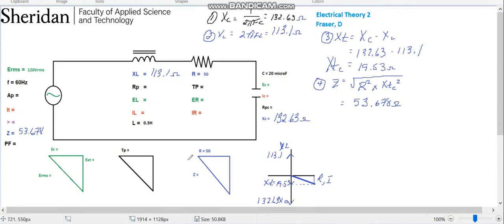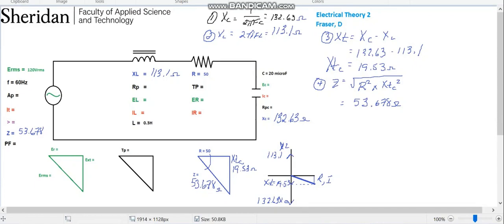53.678. When we had our total reactance, we could also write that in here. We could say that is my total reactance capacitive. I'm just going to write that down here so we have our information filled out. And we've just solved for Z, which is 53.678 ohms. So we've got that done. Now we can find a couple other things.